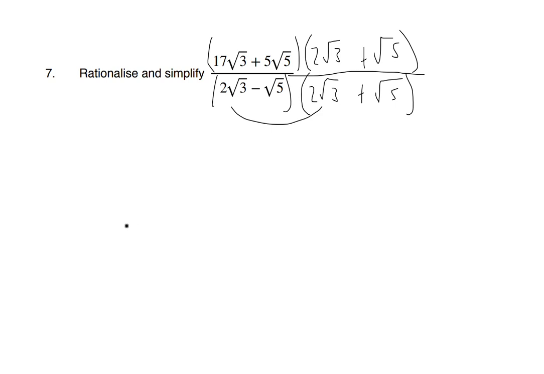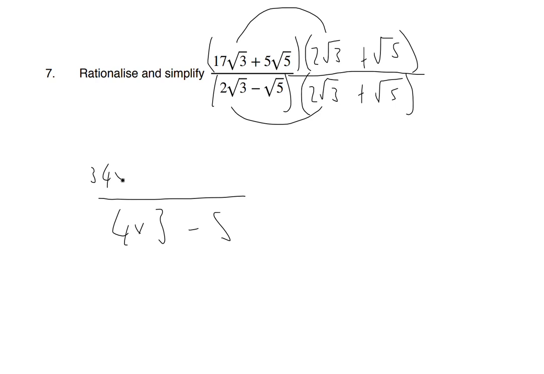So on the bottom, we're going to get 4 times 3, and we're going to get root 5 times root 5, which is 5. We don't need to worry about the root 5 times and that times, because they're going to cancel. That's the whole point. We will need to do it on this one. So we're going to get, now this is more complicated, so I'm going to do my proper crab claw. So it's going to be 17 times 2, which is 34.